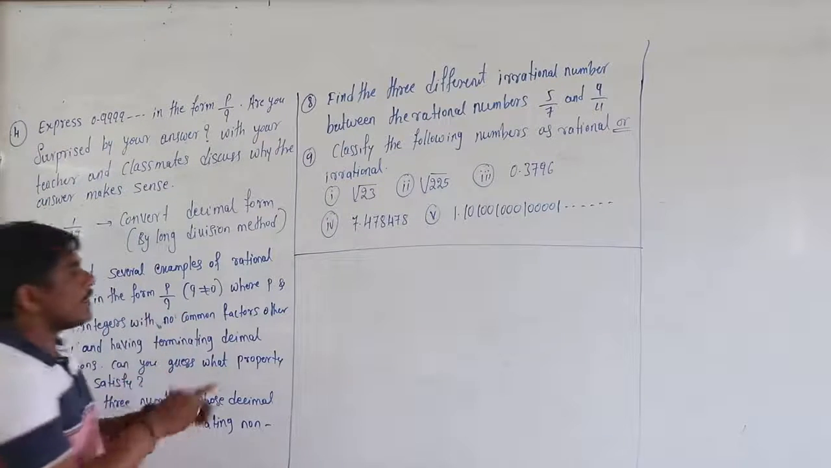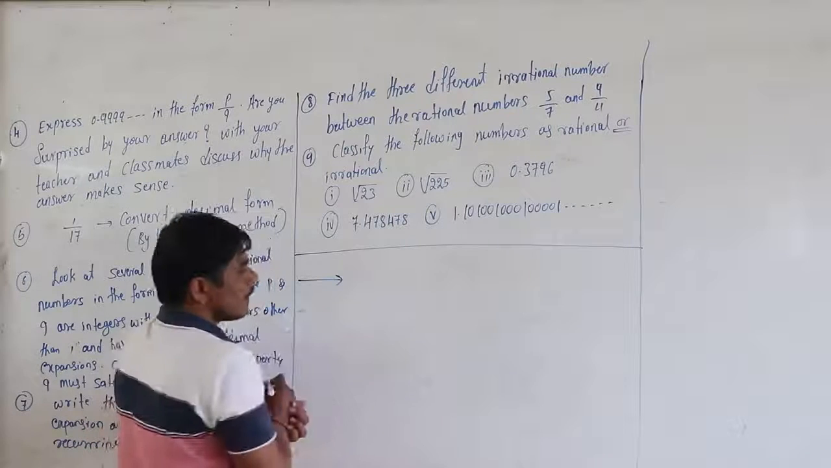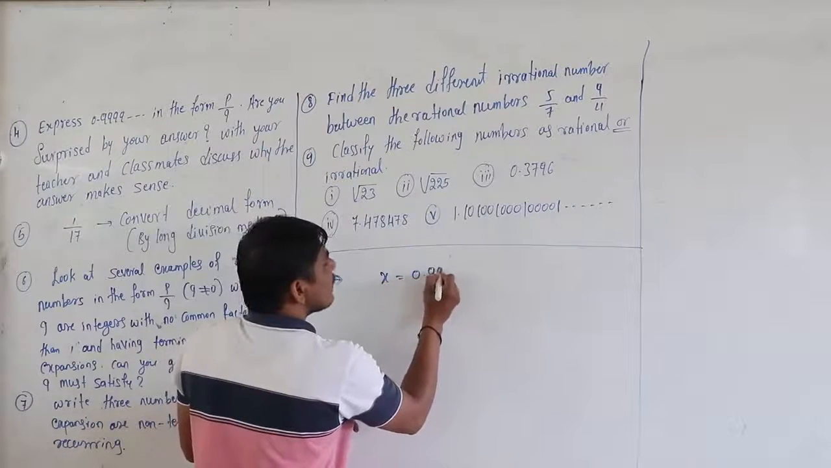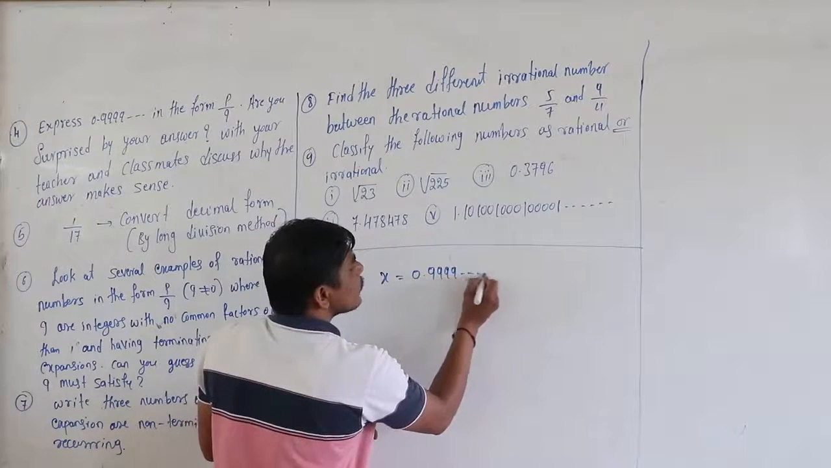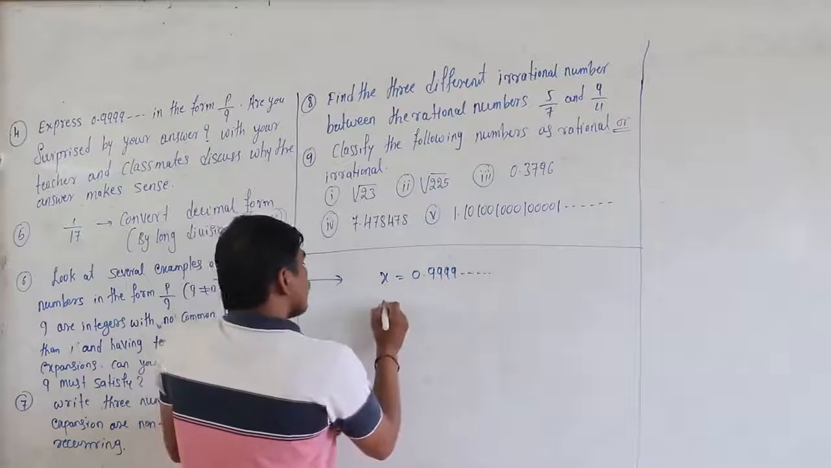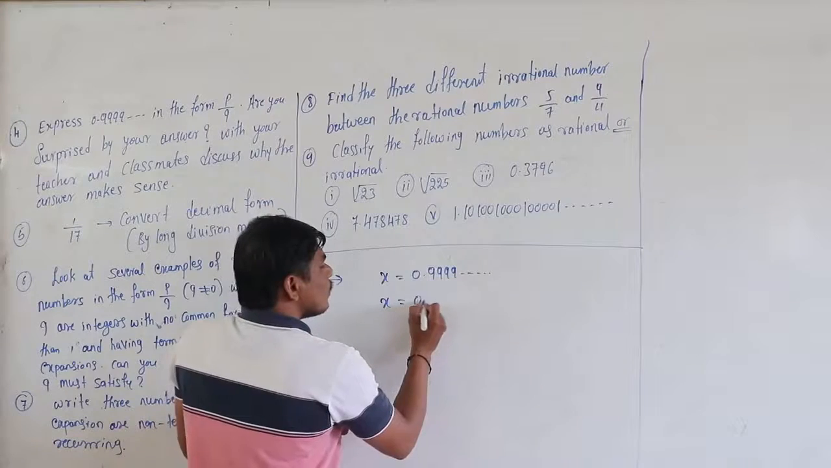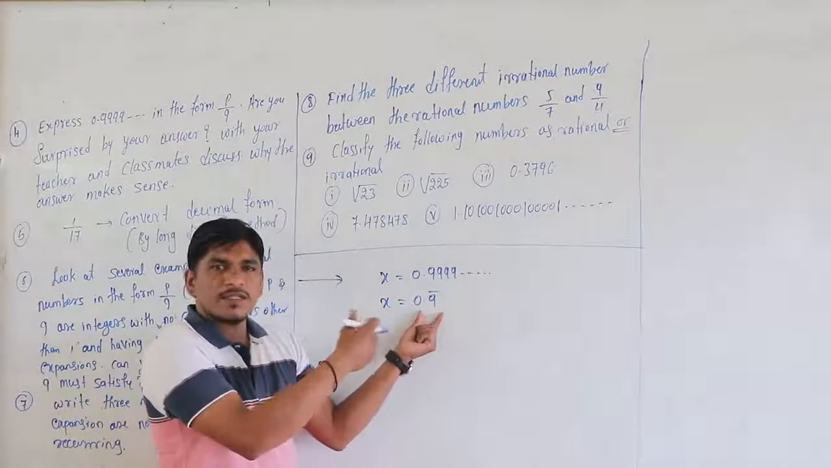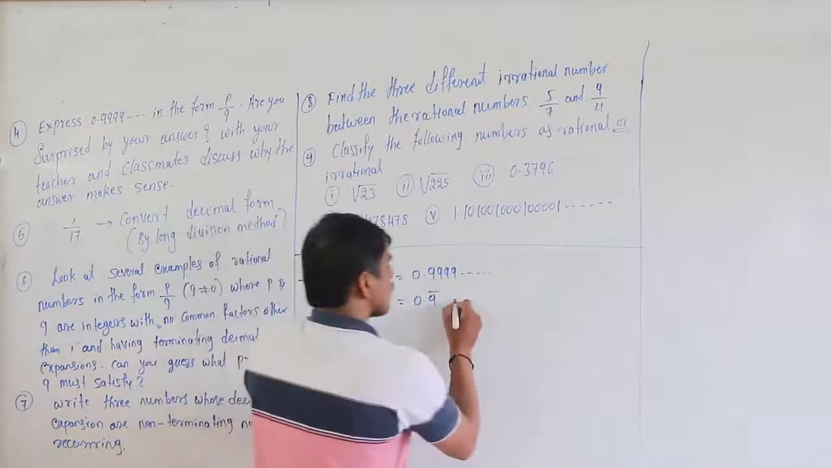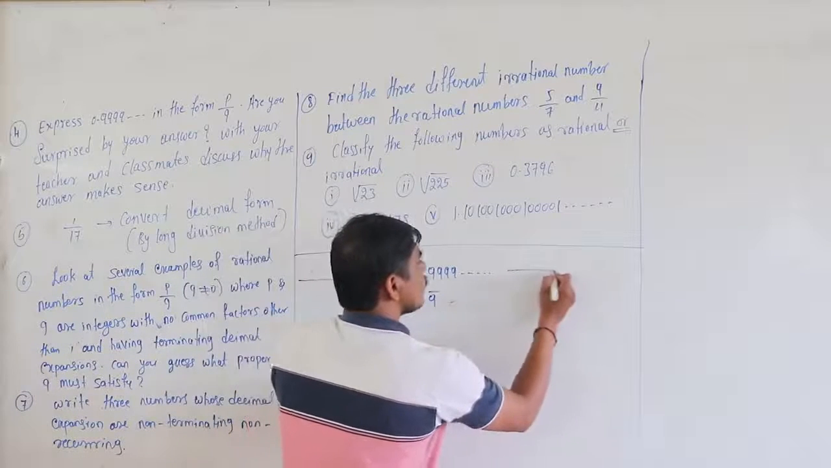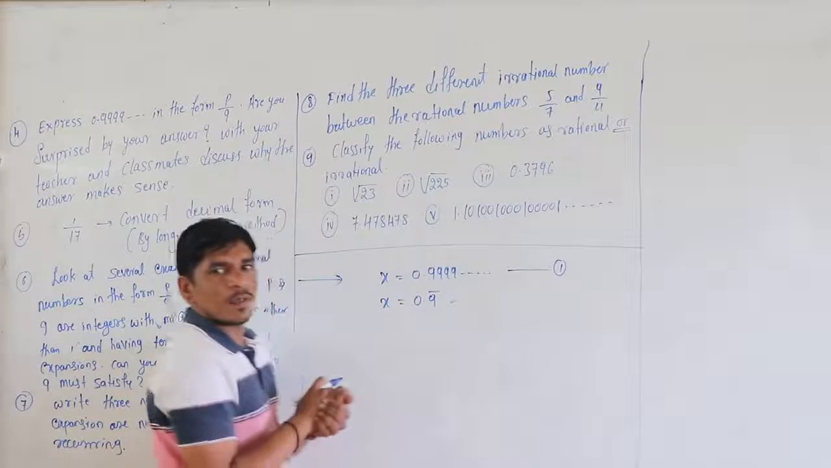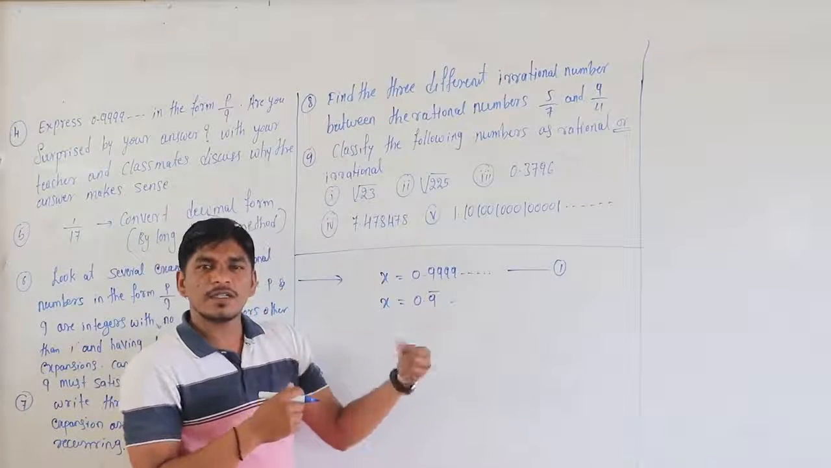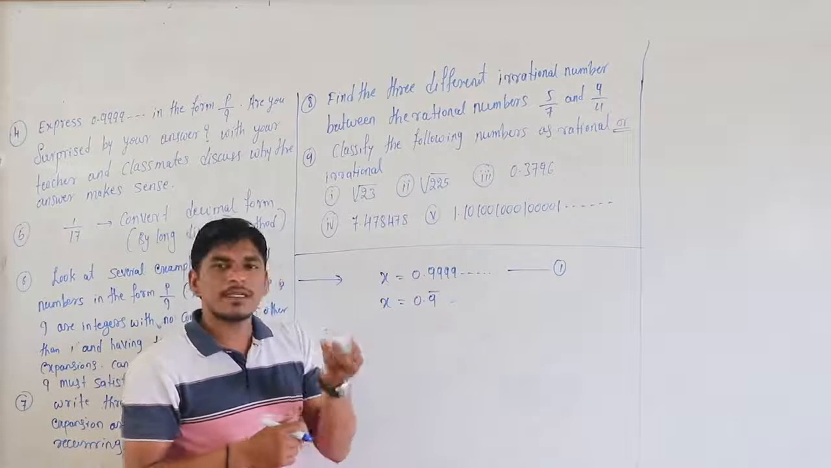That's why in this solution we consider x is equal to 0.9999 and so on. Now x is equal to 0.9 bar. It means 9 is repeated continuously. That's why this is equation number 1. Again, how many numbers are repeated in this problem? Only one number is repeated. That's why you have to multiply by 10.